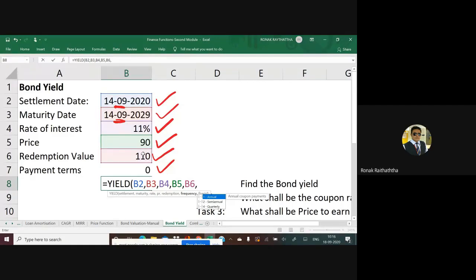The frequency can be annual, semi-annual, quarterly. On what basis are you going to get the interest? If you are going to get the interest on semi-annual basis, on 6-month basis, then frequency you are going to select as 2. If you are going to get the return on yearly basis, then frequency will be 1. On quarterly basis, then frequency will be 4, because in 1 year you have 4 quarters.